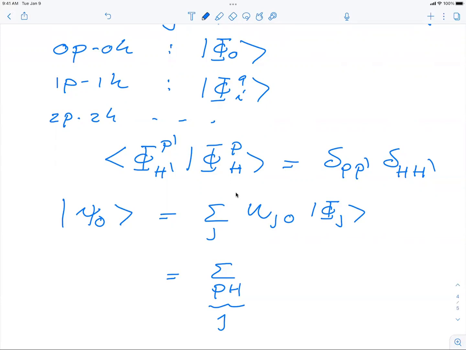So that means that now I'm just going to rewrite this as a new coefficient. I'm just going to call this C_HP. And this is now given in terms of this new basis here of P.